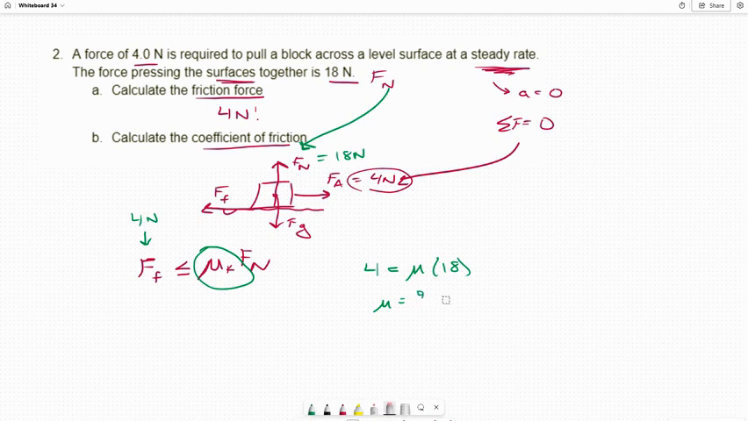Ooh, I got a little wild. 4 over 18. And so if you type that in your calculator, you'll end up with your answer in that case, but that's all we have to do. One thing to keep in mind, since both these forces are measured in newtons, there is actually no unit involved for the coefficient of friction.